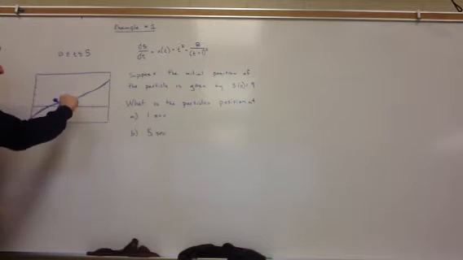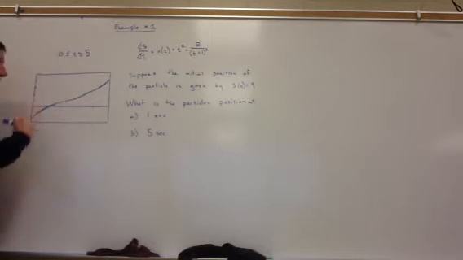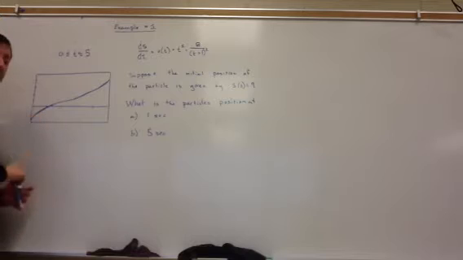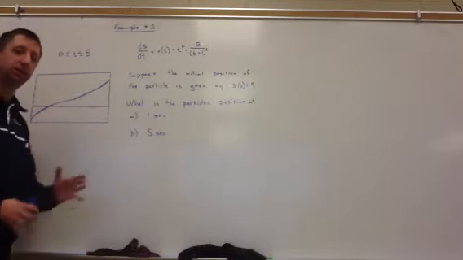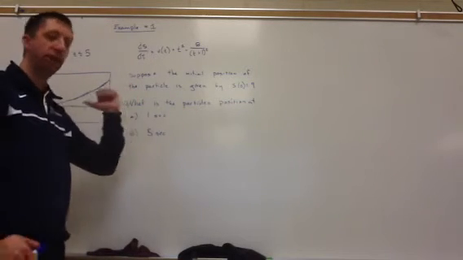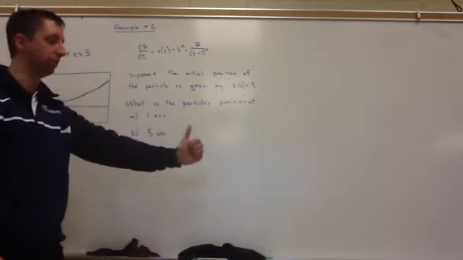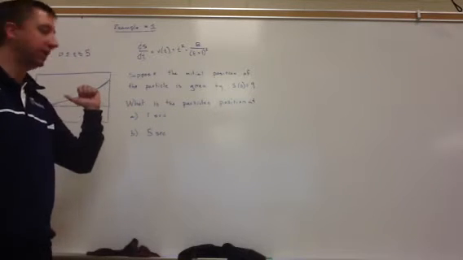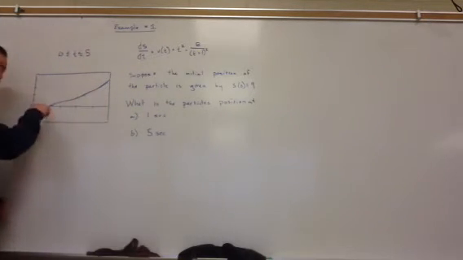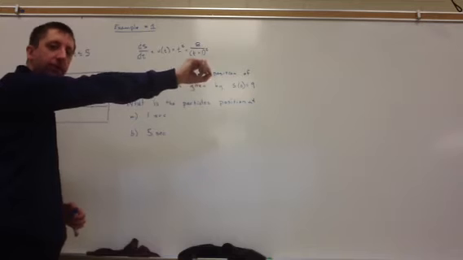Here's a graph of our velocity function. The first thing that I notice as I look at this velocity function is it starts off negative. So at t equals 0, I have a negative velocity, which means the particle is going to the left. It starts off going to the left. Then at a little bit after 1 second, the particle stops, turns around, and starts heading back towards the right.